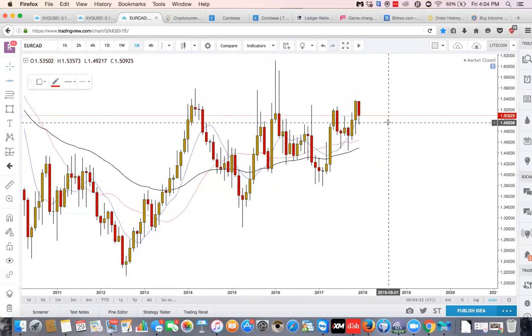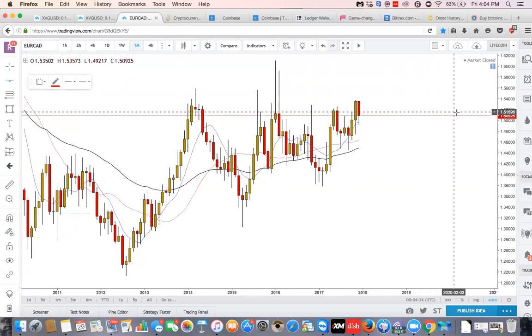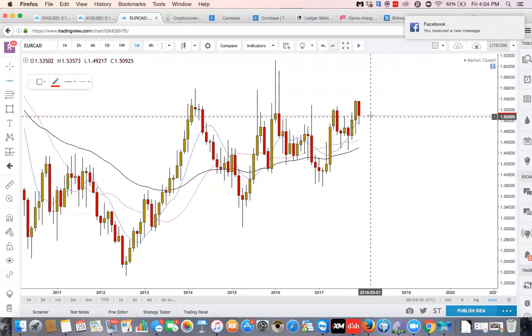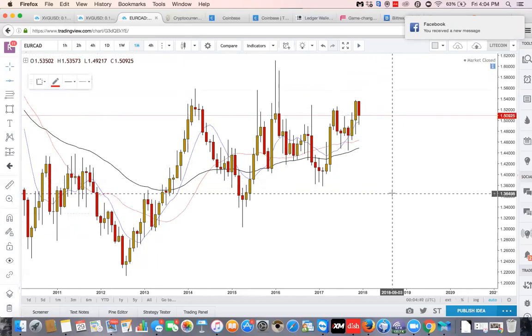And lastly, you want to make sure your support and resistance lines are no more than 1,000 pips apart. So if price right now is at 150, I can't have my next line above 160 or below 140. It needs to be within 1,000 pips.